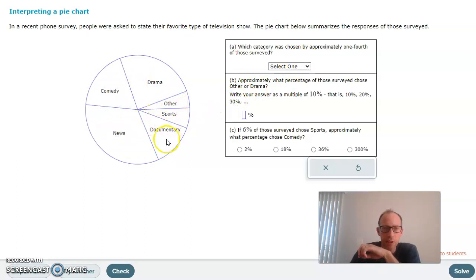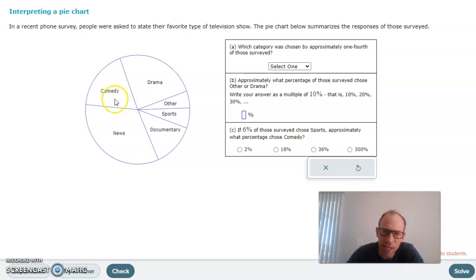Now, these other sports and documentary, those pretty clearly look too small. Drama, maybe comedy, and maybe news might all be contenders for 1/4. But remember, 1/4 of the data is going to have a 90-degree angle. You look at the angle for news, that's clearly well over a 90-degree angle. That's more of this kind of spread instead of like a 90-degree like that.